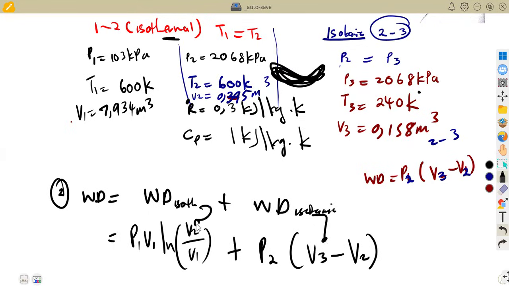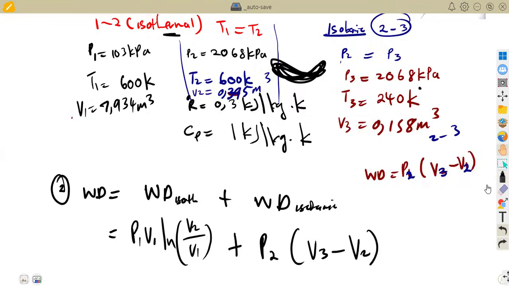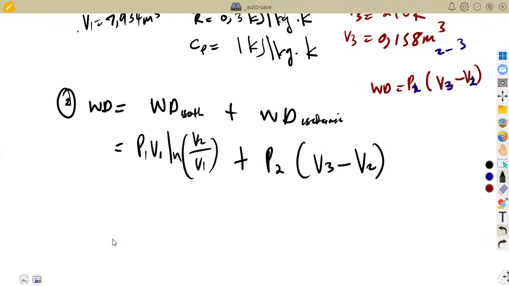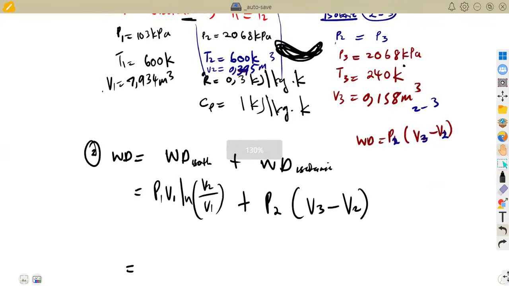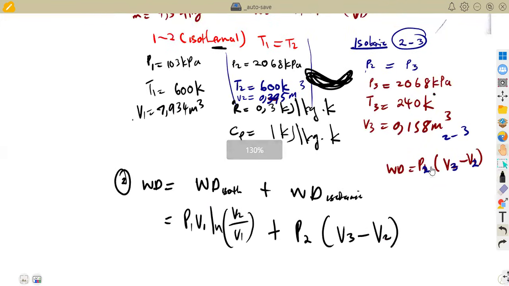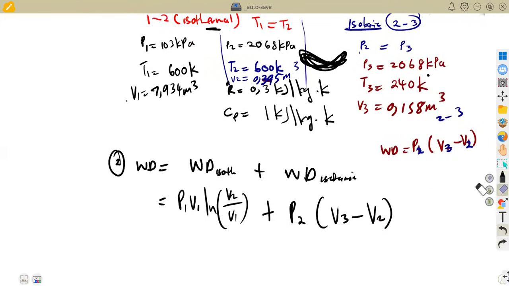We are done. So this is for the isobaric, and this is for the isothermal. We are going to find the work done and then combine these two. So for the first one, the isothermal, P1, V1. Remember, we've got everything there. We're just going to substitute our values. So our work done will be P1, 103.